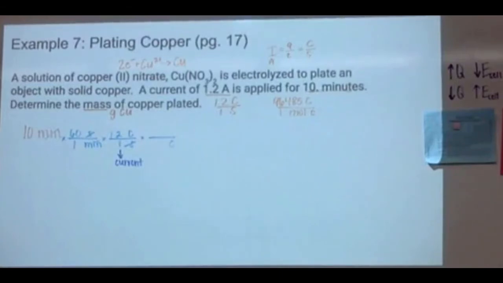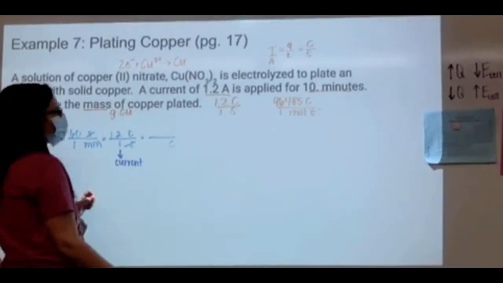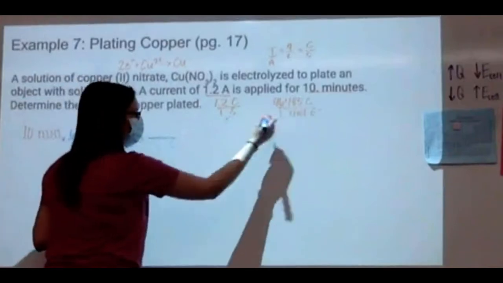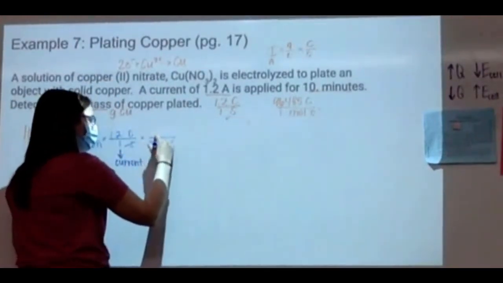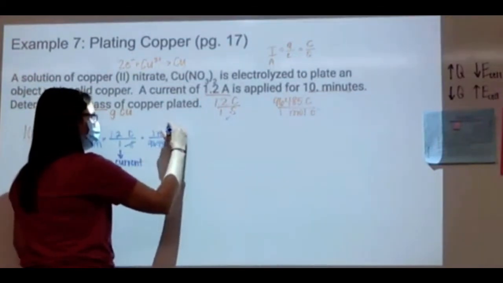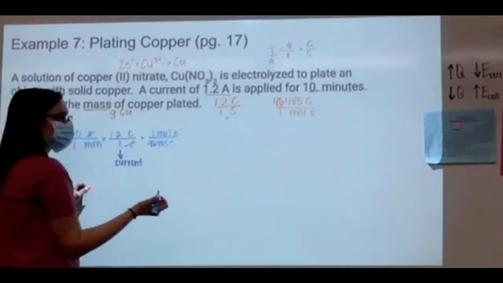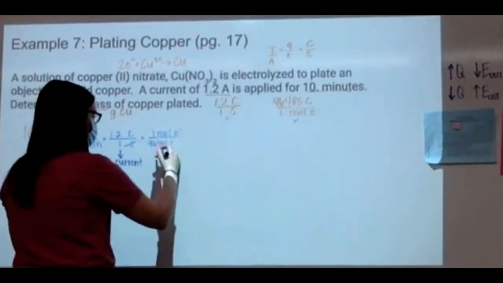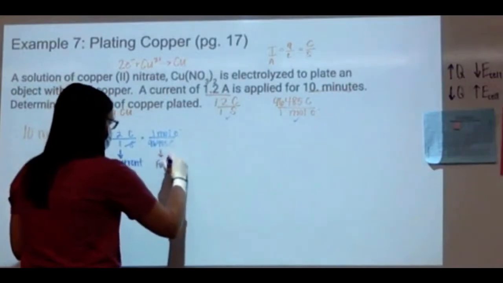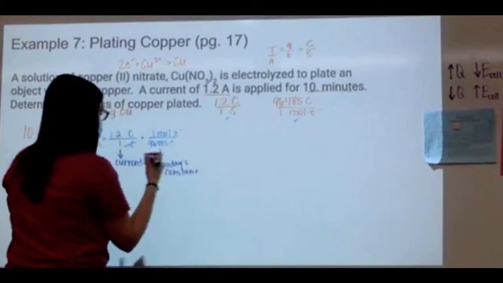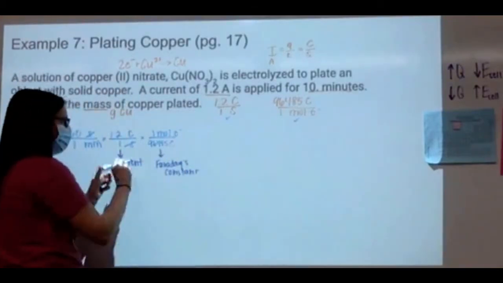What could I use next to cancel coulombs and try to get closer to mass? We've already used this one. We can use Faraday's constant: 96,485 coulombs per 1 mole of electrons. So again, this is Faraday's constant. So now our coulombs have canceled.